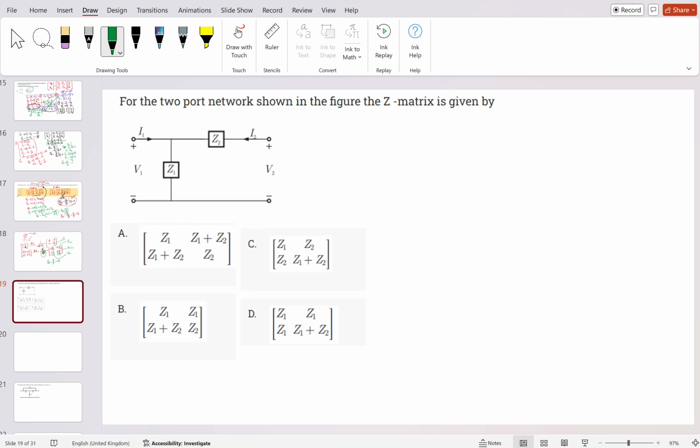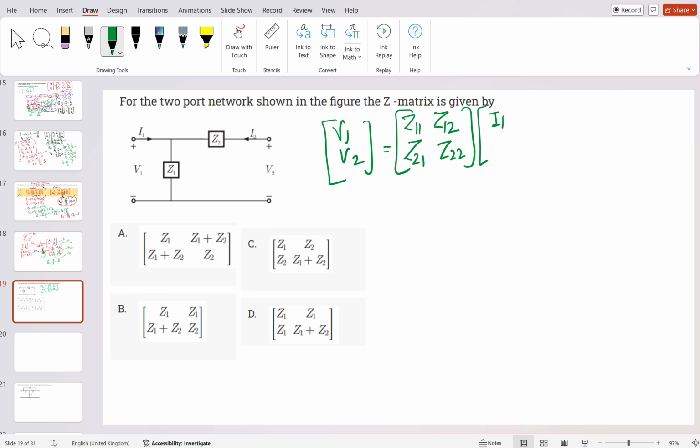You have to find the Z matrix. You already know that [V1, V2] is equal to the matrix [Z11, Z12; Z21, Z22] times [I1, I2]. You have to just find this Z matrix, and this is the output here. Okay. Try to solve this.